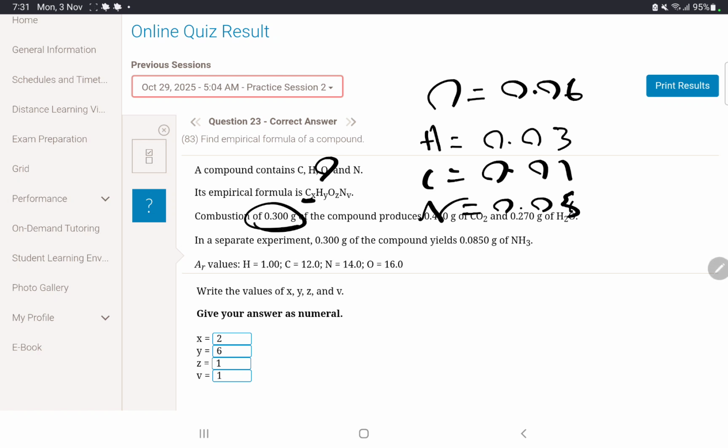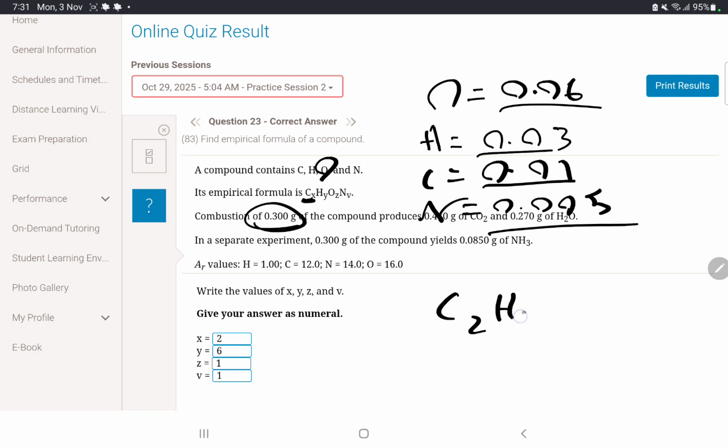Sorry guys, my bad. It's 0.005. So then you just divide everything by 0.005. We will end up with C as 2, H as 6, O as 1, and N as 1. So C2H6ON. That's what we'll end up with.